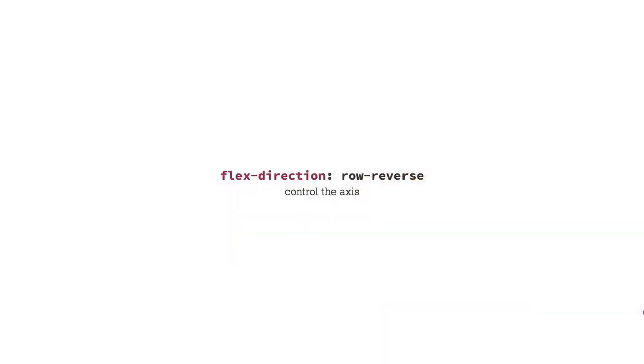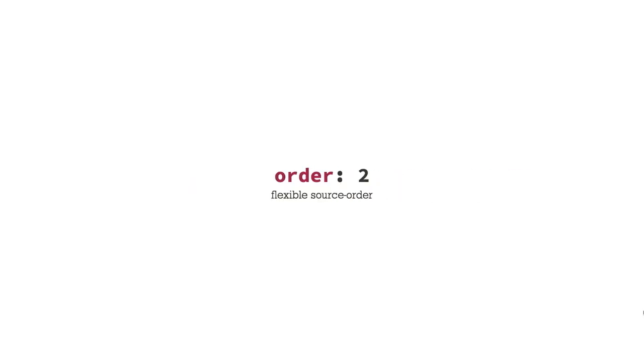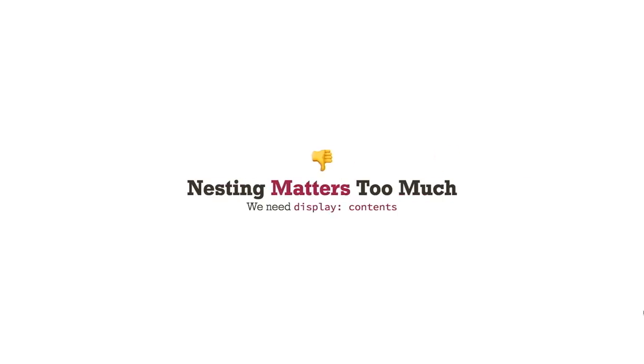You can do row reverse, which lets you change what axis you're on. You can stretch things to get cross-axis alignment. You can do equal height and vertical centering, which I already said. And you can change the order, which can be handy. You can say, well, actually, I want this to be first, even though something else is first in source order. That's a useful trick.